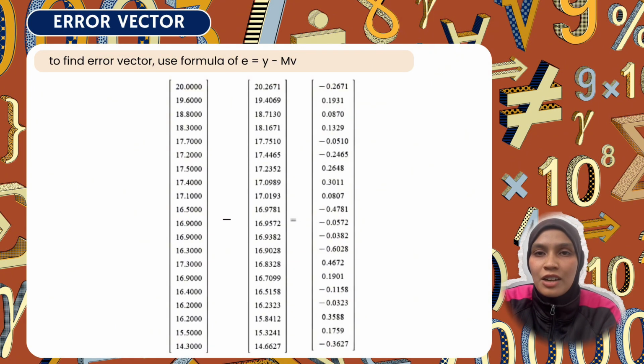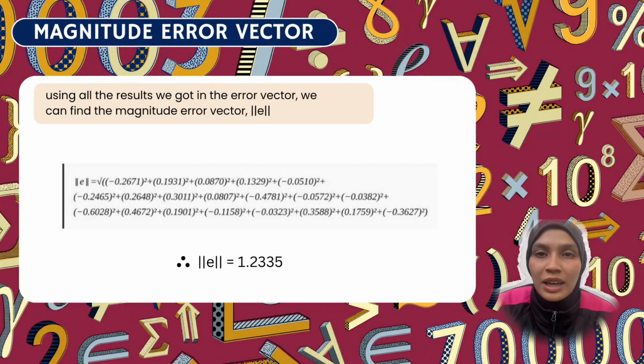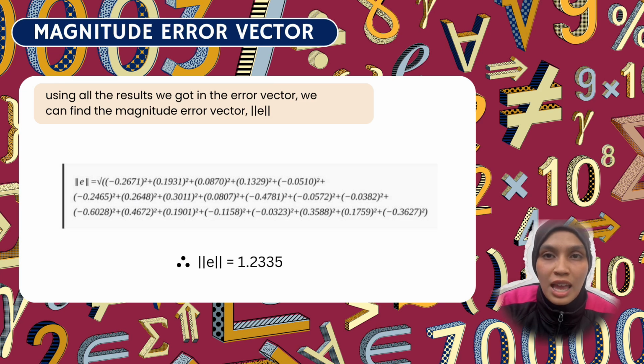Next, we calculate the error vector using the formula error equals to Y minus MV. The error vector represents the difference between the observed data and the predicted values from our model. After obtaining the error vector, we calculate its magnitude, which is written as the magnitude of error. The magnitude of the error vector for our model is 1.2335. Since the value is relatively small, it shows that our model fits the data well and gives a reliable approximation.